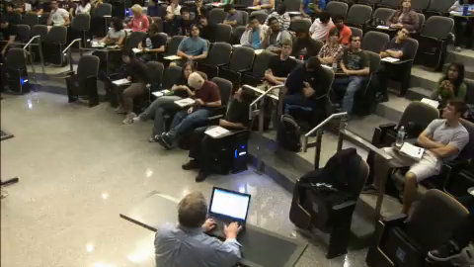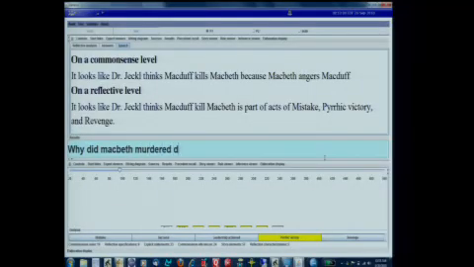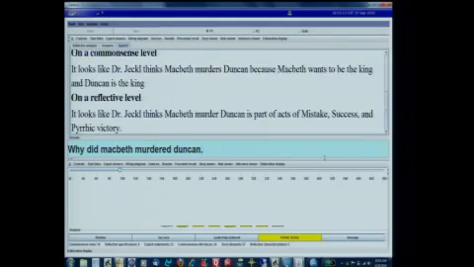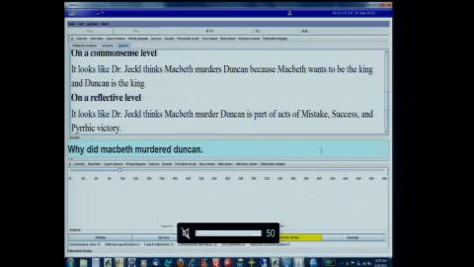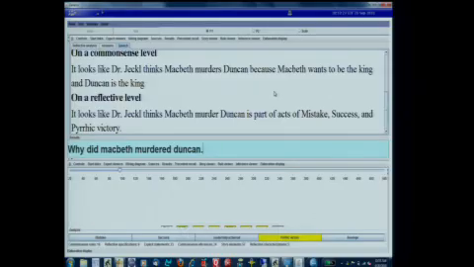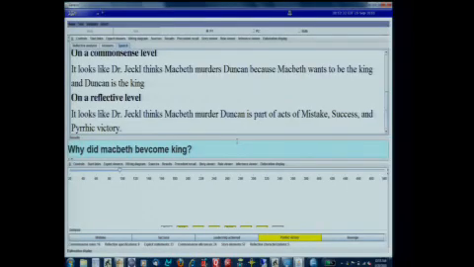So let's see, just for fun, we might be interested in why Macbeth murdered Duncan. Wouldn't this be handy if you hadn't actually read the play and here it is, you've got to write that paper? On a common sense level, it looks like... I'll pull the plug on that because that's just annoying. Macbeth wants to be the king and Duncan is the king. So let's see, why did Macbeth become king? Oh yeah, I won't answer the question unless I spell it right.